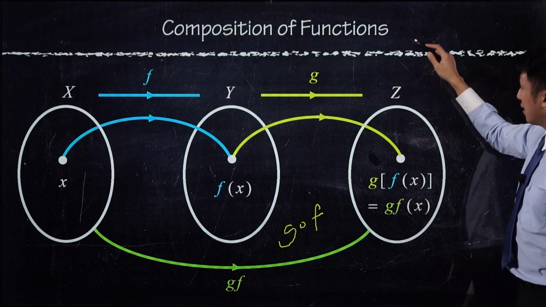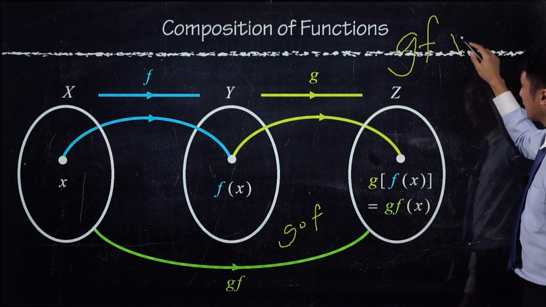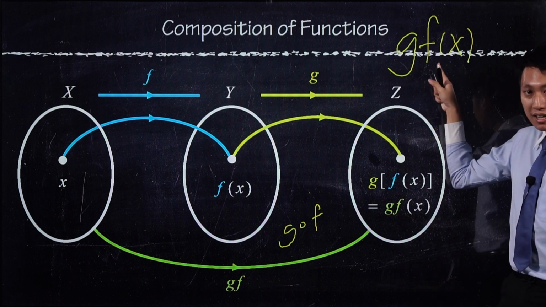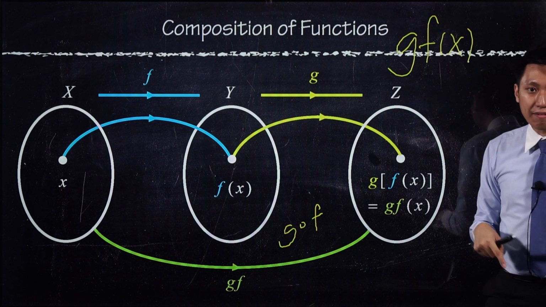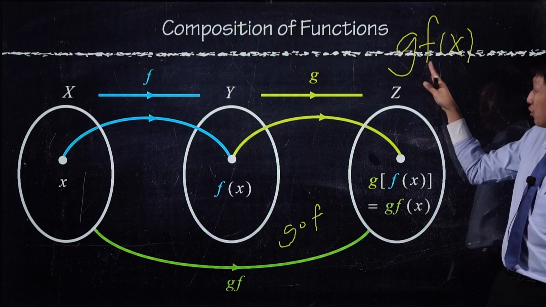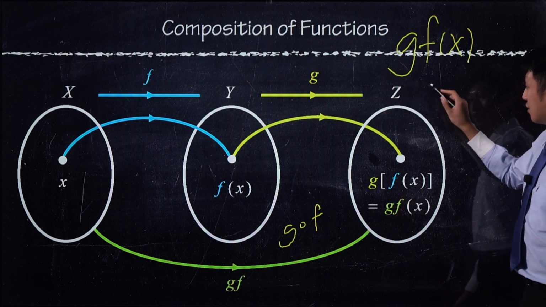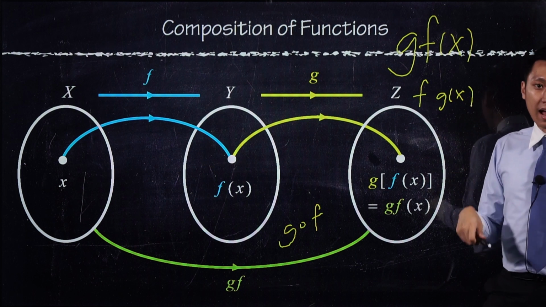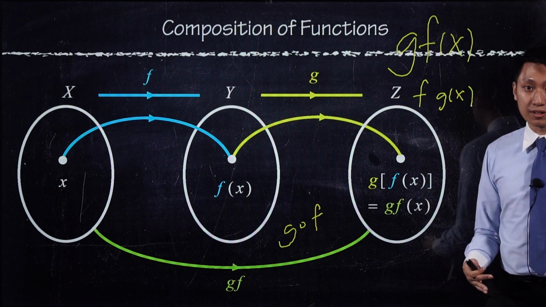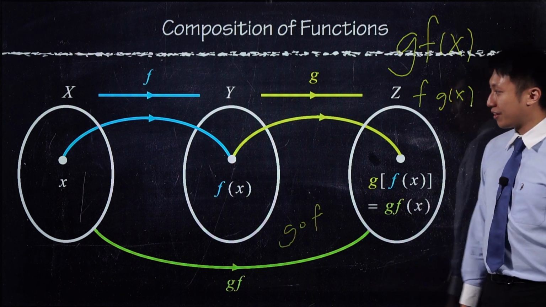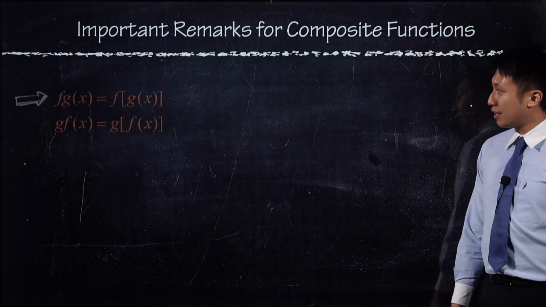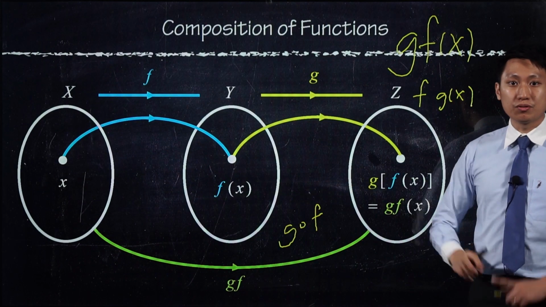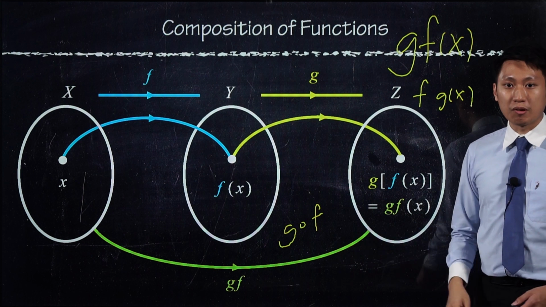Again, g, f, x. Which one do you apply first? You apply f(x) first, then you act on the f(x) by using g, right? You do f first, then you do g. If it's f, g, x, then you do g(x) first, then you take f on the g(x). That's the difference. This graph is not really important. Why? Because for SPM, you don't focus too much on the graph. You focus more on calculation.